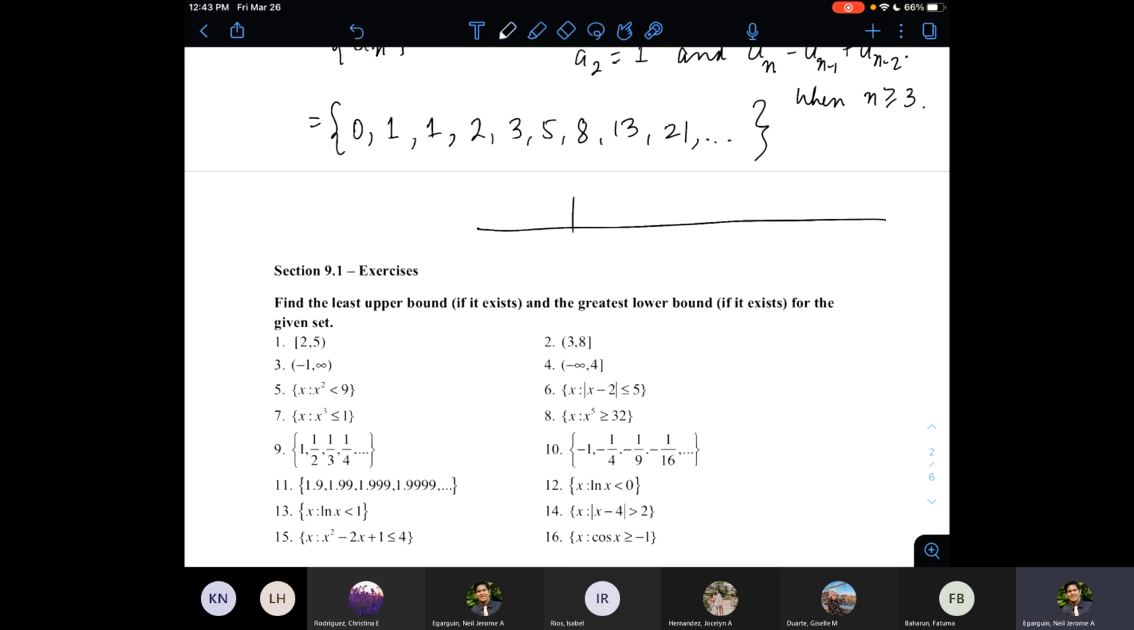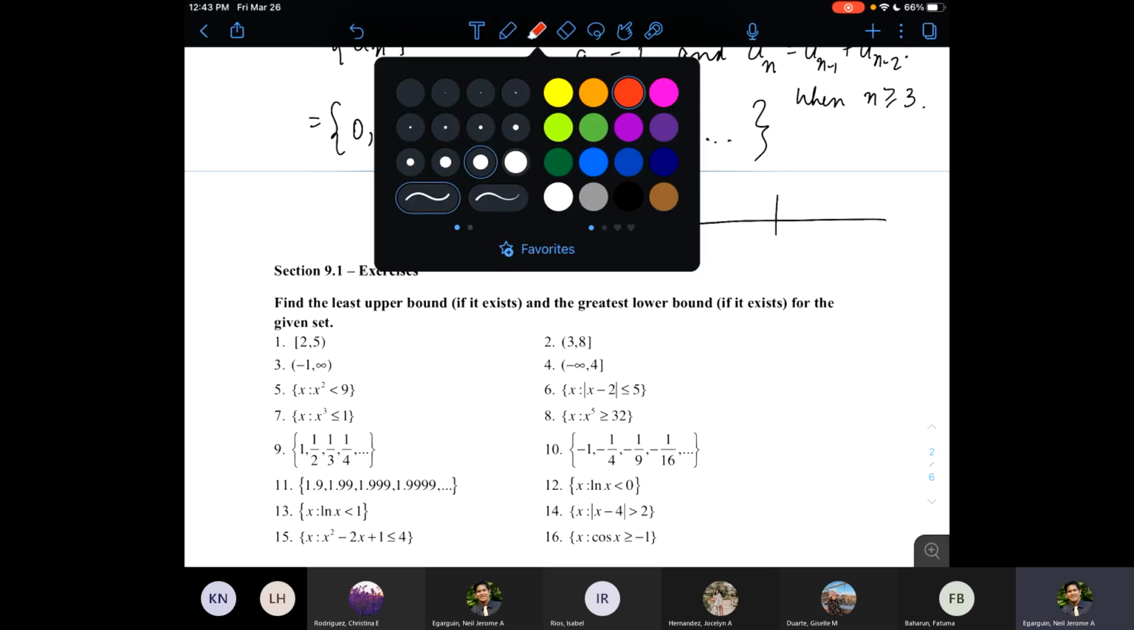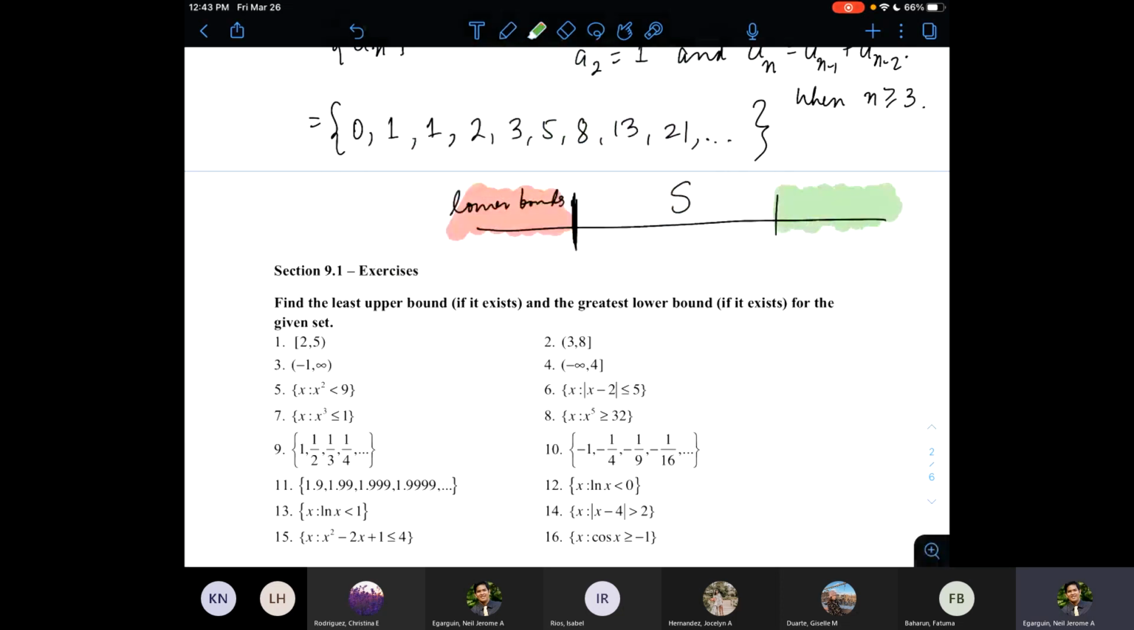if your set is over here, okay, if this is your set S, now everything to the left, these are lower bounds, because the numbers to the left of this line here are smaller than everything in the set. Now, on the other hand, everything here to the right of the set are upper bounds, because all numbers in the green portion are larger than everything inside the set S. Okay, so those are lower and upper bounds.